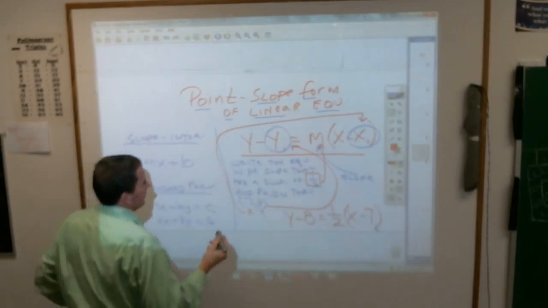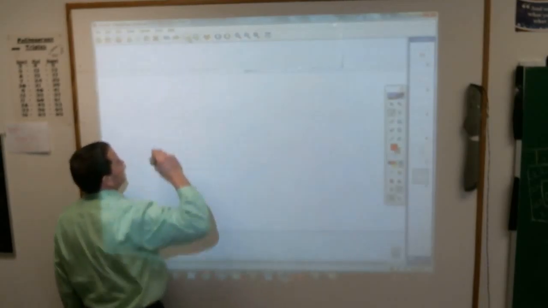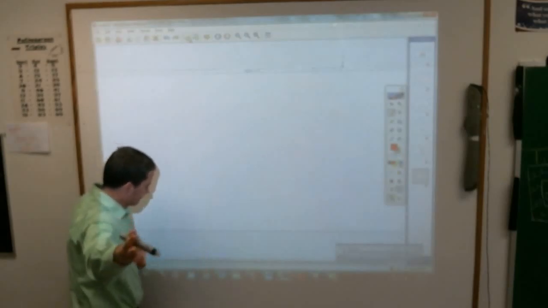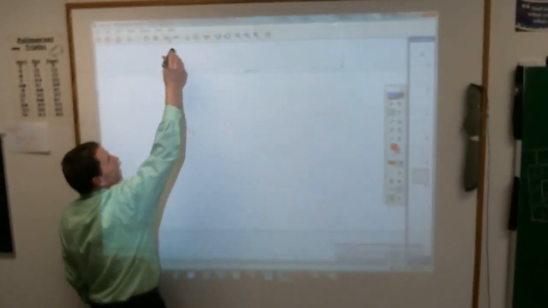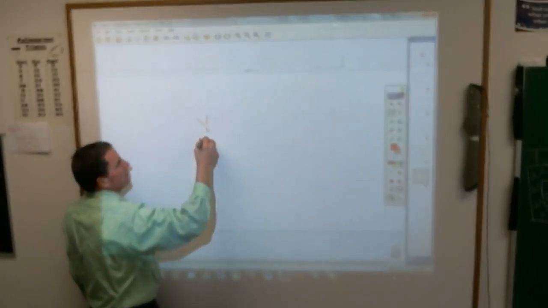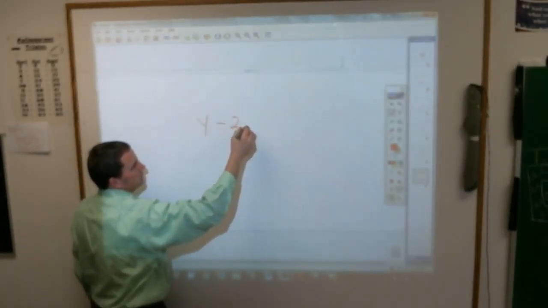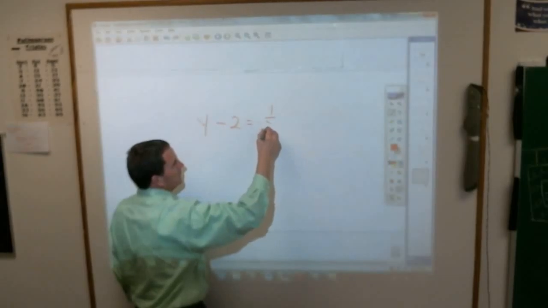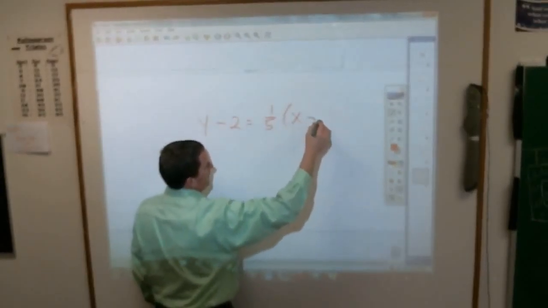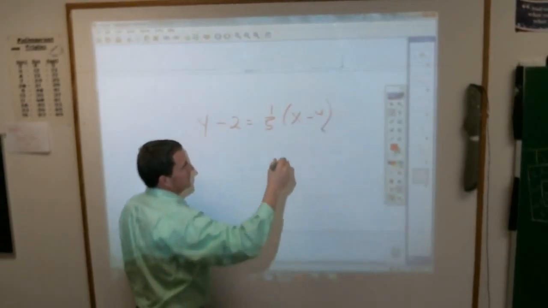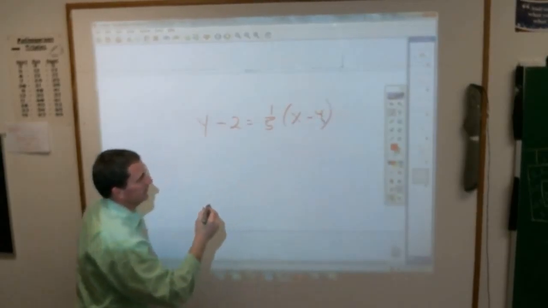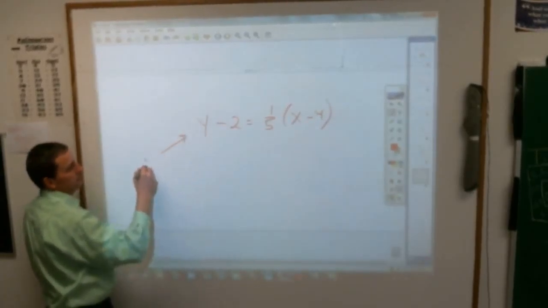Okay, now you're going to say, well, what if they give us something in point slope form? How do I graph that? y minus 2 equals 1/5 times x minus 4. Okay, this is given in point slope form.